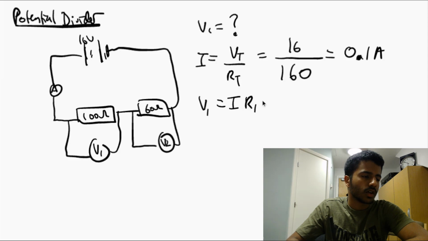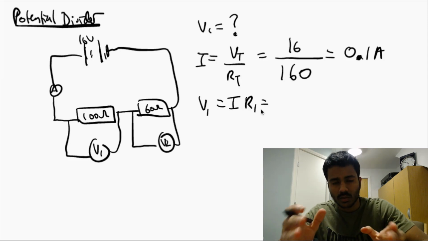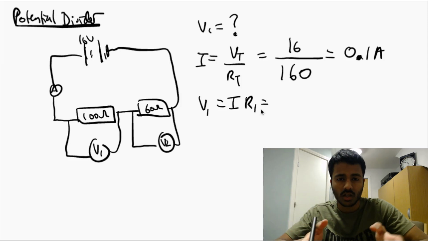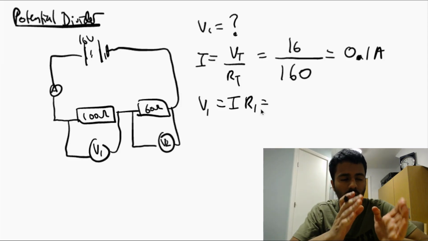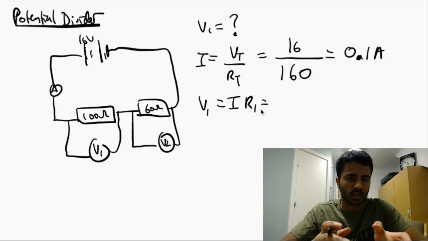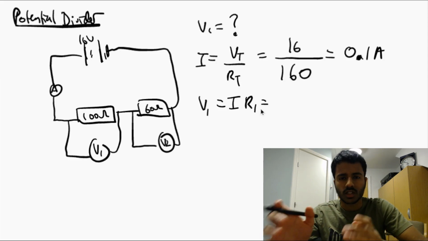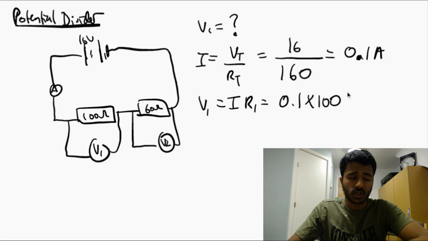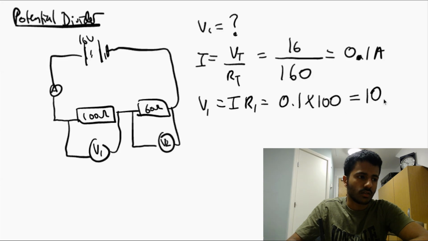Remember that the current in a series circuit is the same throughout. So the current through the whole circuit is equal to the current through R1 and the current through R2. The current through the 100 ohm resistor, through the battery, and the 60 ohm resistor is all the same. So in this case, you're getting 0.1 amps times 100. So the voltage across this resistor is 10 volts.